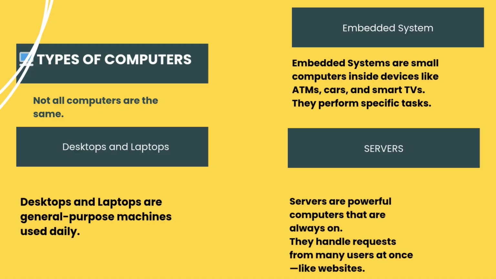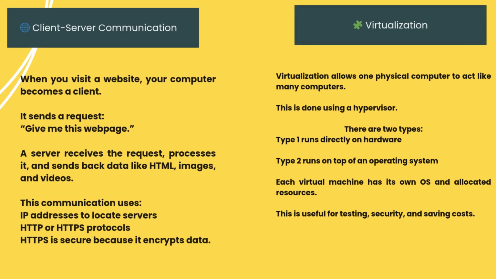There are also embedded systems. These are small computers built into other devices, like ATMs, cars, or even smart TVs. Unlike regular computers, they're designed to do one specific task, and do it really well. Now, let's look at how computers communicate with each other. When you visit a website, your computer acts as a client. It sends a request, basically saying, "Hey, can I get this web page?" That request goes to a server, which processes it and sends back the data, things like HTML, images, and videos.